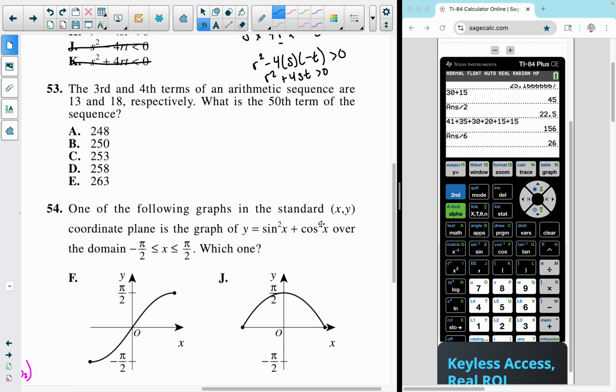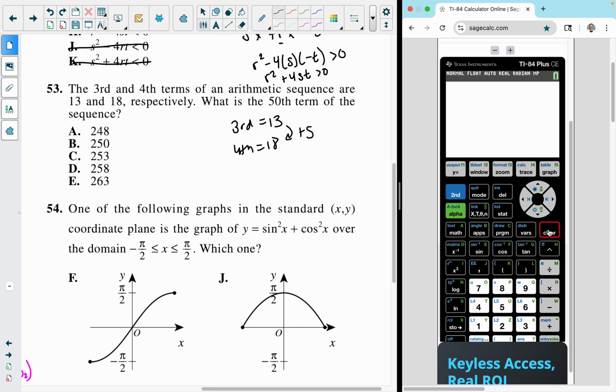53 says the third and fourth terms of an arithmetic sequence are 13 and 18 respectively. So that means the third term is 13, the fourth term is 18. That's what respectively means. What is the 50th term of the sequence? Now, I'm not going to do the whole version of arithmetic sequences. I do know that it just means I'm adding the same number every time. So I'm going to add 5. So every time I add 5.